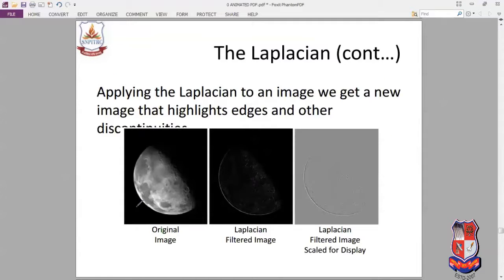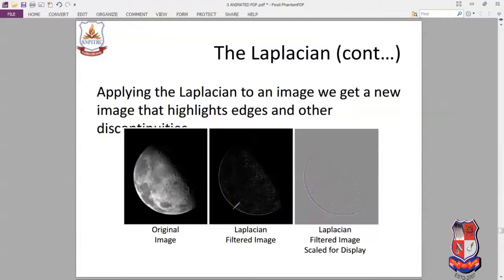So here it is. See, this is the original image, and this is the result of the Laplacian of the image. Here we have scaled this Laplacian so that it is visible on the image. So you can see that in this Laplacian, we have all the fine details of this moon. Okay, you can see the borders of the craters and the border of the moon itself and all those things.